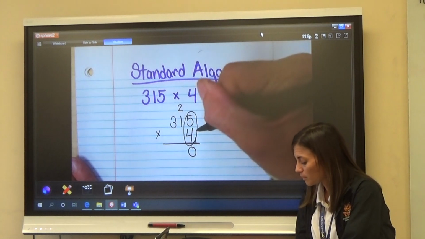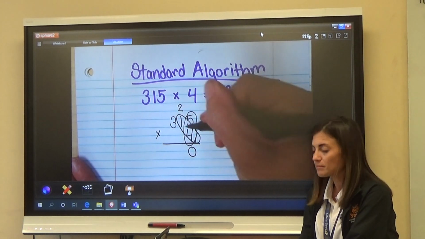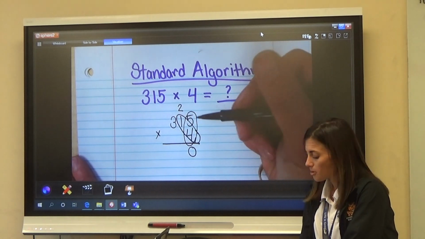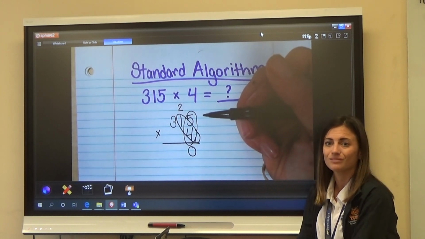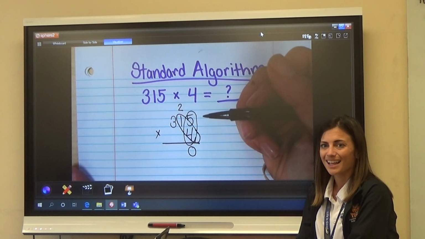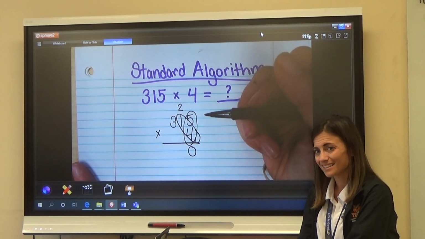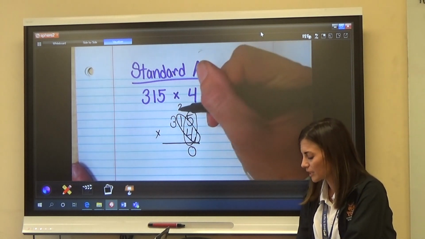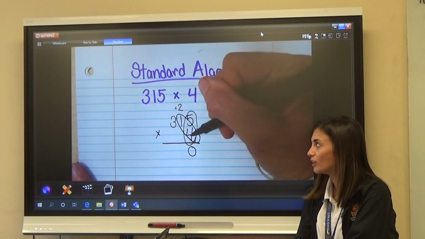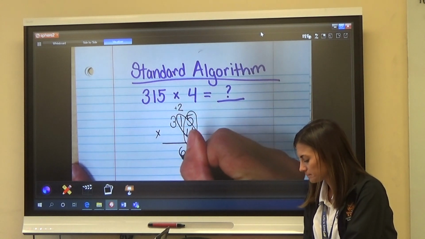Now I'm going to move over a bit. I'm going to do 4 times 1 this time. 4 times 1 gives me 4. But what do I have to do before I write it as my product? Add the 2, yeah. You got it. So we're going to multiply the 4 times the 1, and then like she said, we're going to add the 2 to that answer. 4 times 1 is 4, plus 2 is 6.